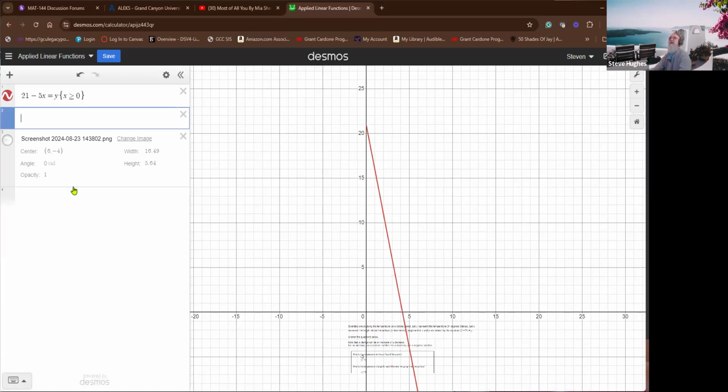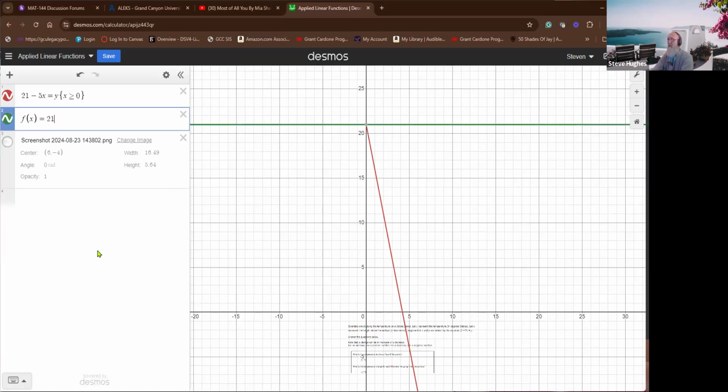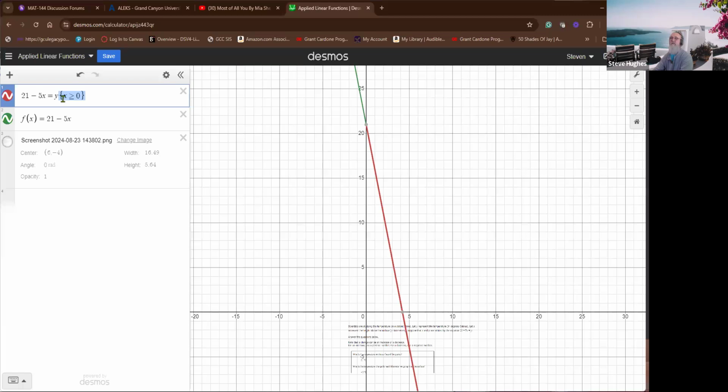Now, I'm going to go ahead and create a little function here so I can show you something. It's going to be exactly what it says there before, 21 minus 5x. It's exactly the same thing. I've got to copy that restriction over. All right, there we go. So it's green, but it's the same function. You say, why would I do that? I want to show you what we can do here with this calculator. This is the Desmos calculator.